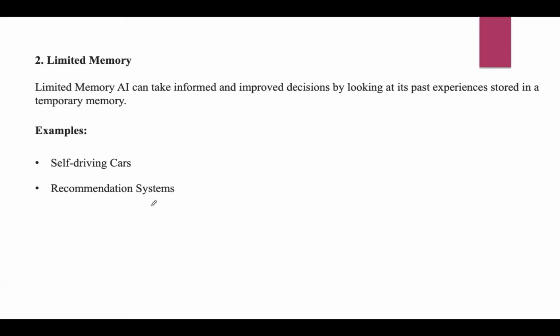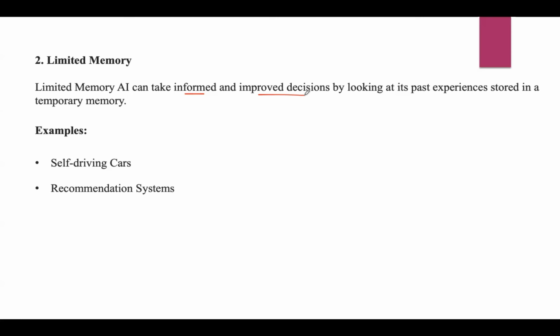Second one is limited memory. As the name indicates, limited memory AI can take informed and improved decisions based on past experiences which are stored in some temporary memory. This AI doesn't remember everything forever, but it uses its short-term memory in order to learn from the past and make better decisions for the future.